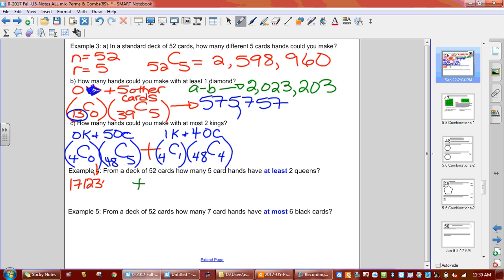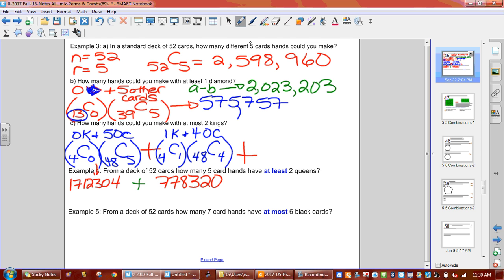All right, then the next one. This guy gives us 778,320. Make sure you get that number, please. Check my work. Okay, good to go. Now, the next situation we have to add is 2 kings and 3 other cards.